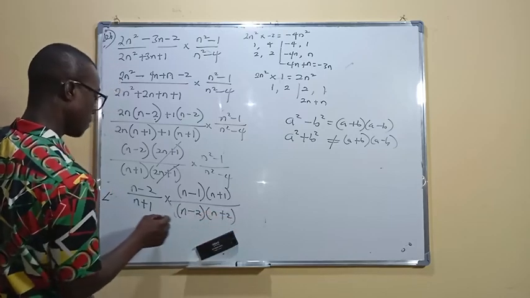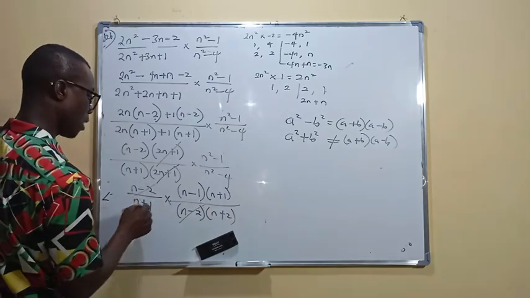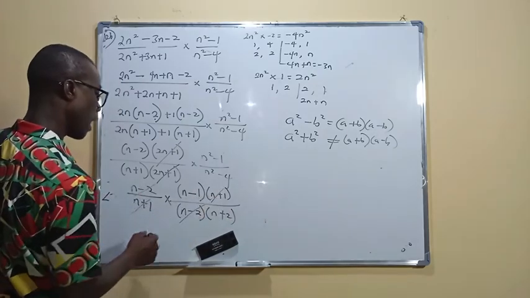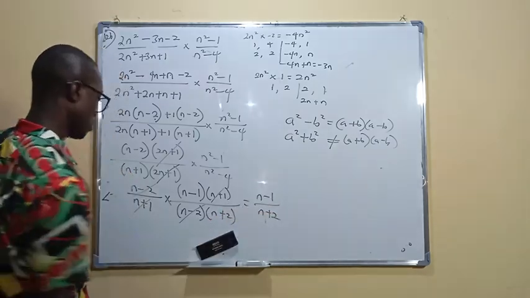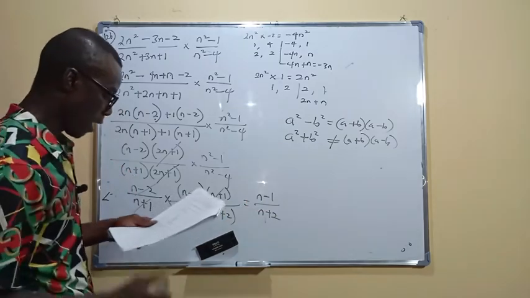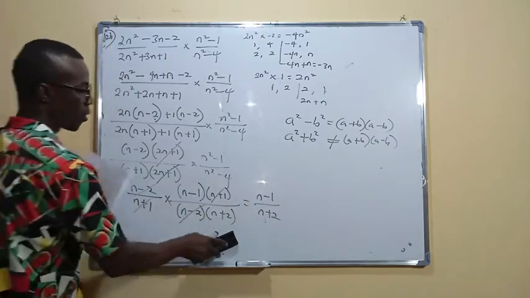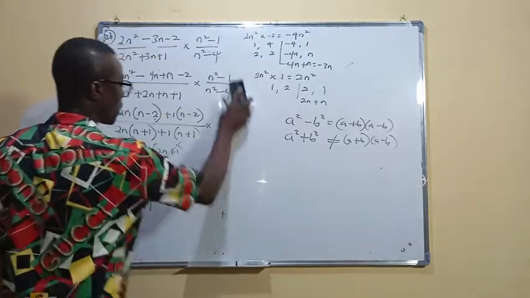So you can see that I can say this goes with this, and this goes with this entirely, and I'm left with n minus 1 over n plus 2. That is what I have at the end of the day. So I have simplified that already. I guess you understand that part.